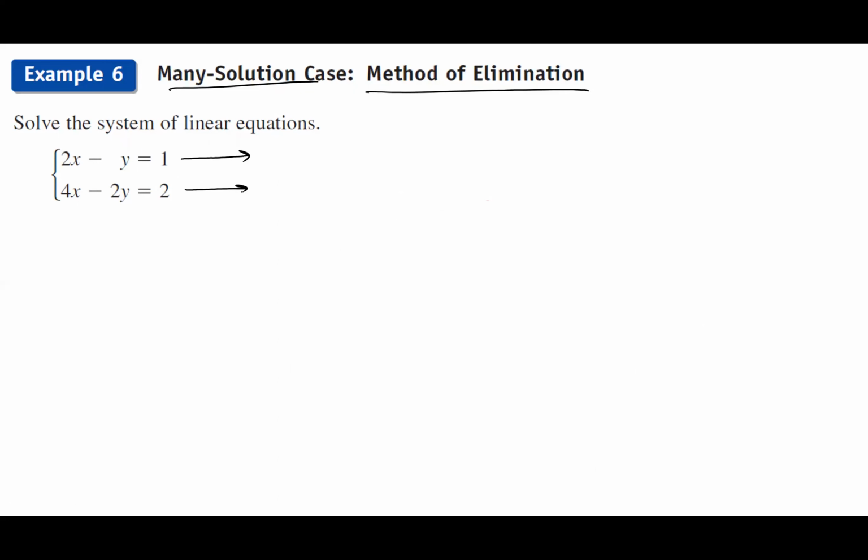Let's get rid of the Y. Multiply the top part by negative 2. No, negative 2. Negative 2.